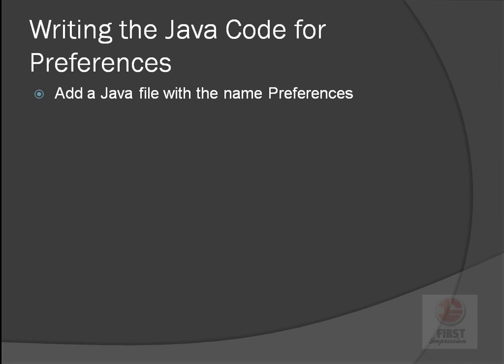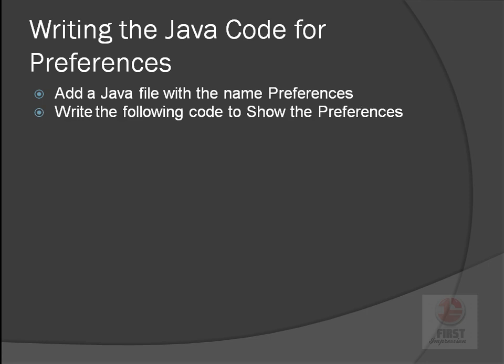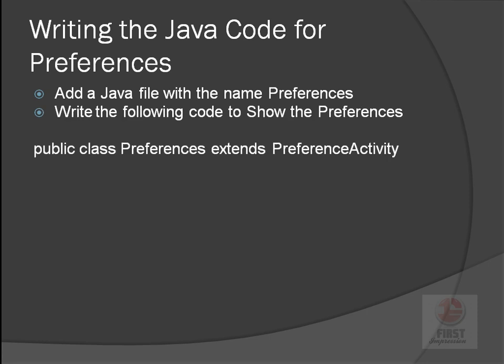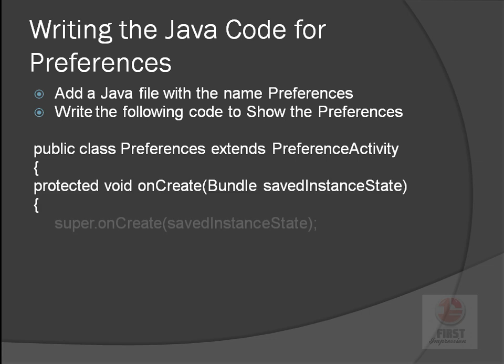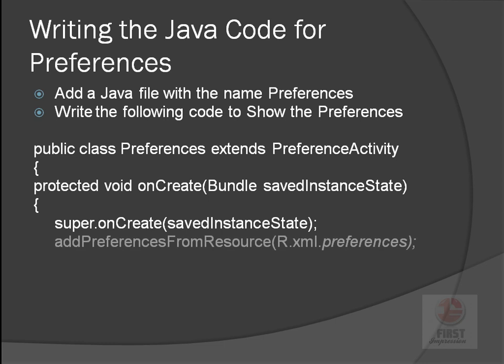So we'll add a Java file with the name preferences and we'll say public class preferences extends preference activity. This is not a normal activity, it is a preference activity. We'll say on create. Inside on create we'll have super.onCreate and we have to just call one function called add preferences from resource. We will not call set content view over here.